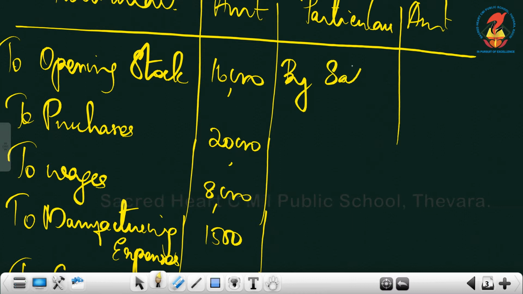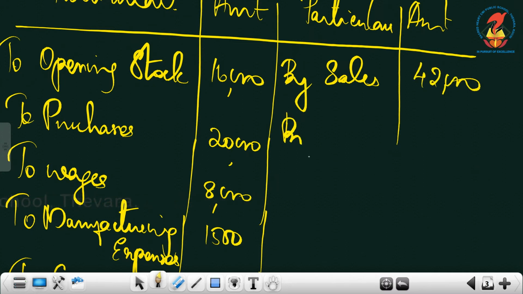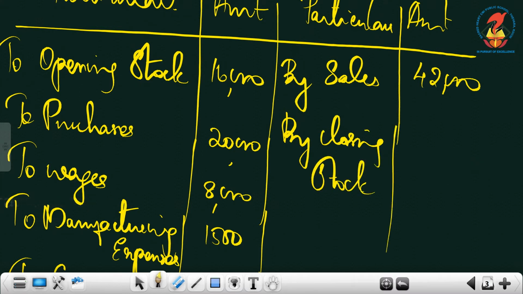Then credit side, write sales always first, don't write closing stock first. Sales, you have to see whether sales returns is given. Sales returns not given and sales amount is 42,000, which you can write in the outer column. Then you write by closing stock. This would be given as adjustment always. It's 16,000. Find the balance.